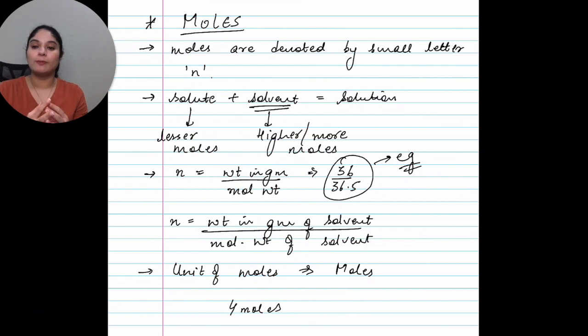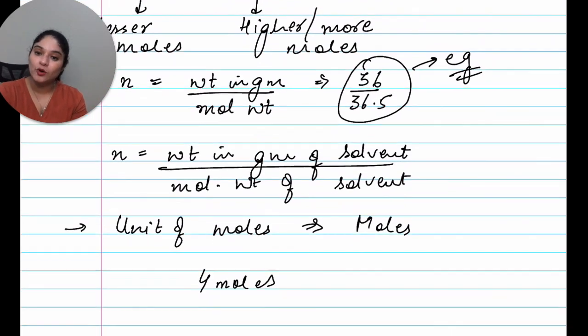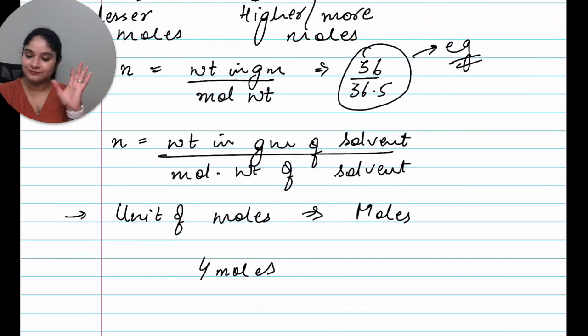And if I talk about a solution, lesser moles help us identify the solute. Higher number of moles tells us about the solvent. And what is the formula? The formula is number of moles equals weight in grams divided by molecular weight. If you're talking about solute, that is the weight you will take in numerator and that is the molecular weight you will take in denominator. And what is the unit of mole? It is moles. Okay, students.